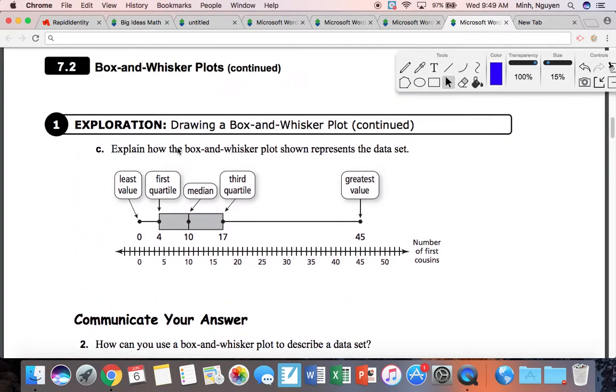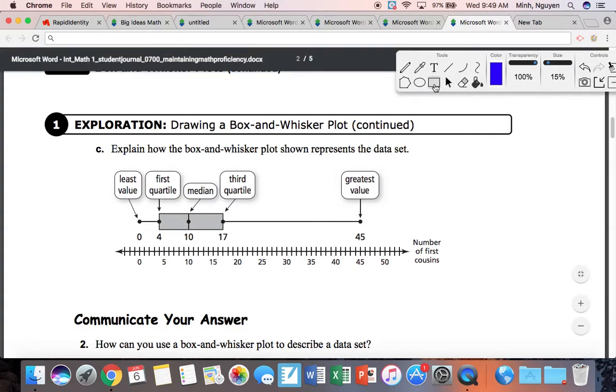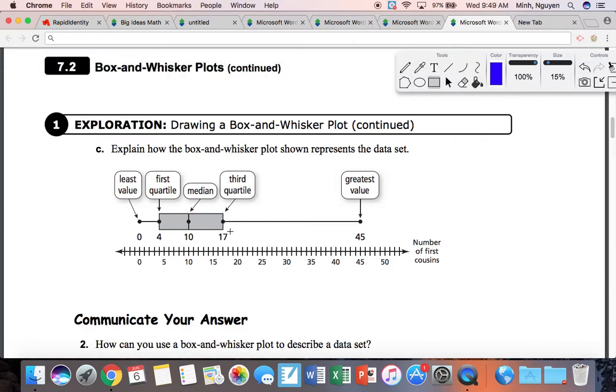Just as an example, we have a least value here, a first quartile here. If it's split up into quarters, you should think, oh, quarters means fourths. So as a percentage, that's 25%. So each of these quarters, no matter how long they are, only represents 25%. So this is 25%, even though it looks really big, it's just a big range. It's still just 25% of the numbers.